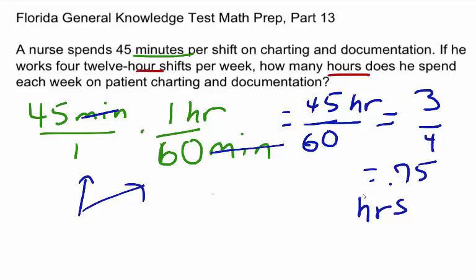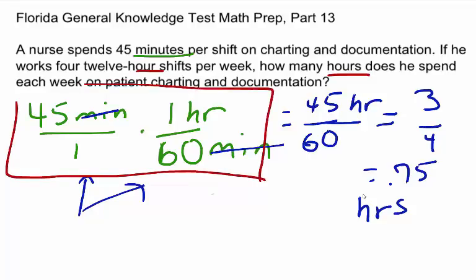Now this is a fairly long way to do the conversion. For the most part, it's pretty straightforward to see that 45 minutes is 3/4 of an hour. But if you weren't sure, this is the formal process for converting between units. Now we take our 0.75 hours, and we need to multiply that by the number of days he works per week. So we see that he works 4 12-hour shifts per week.